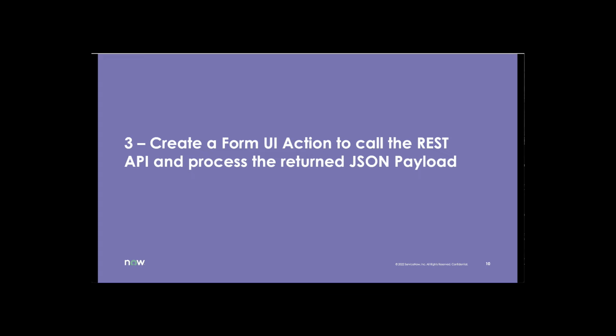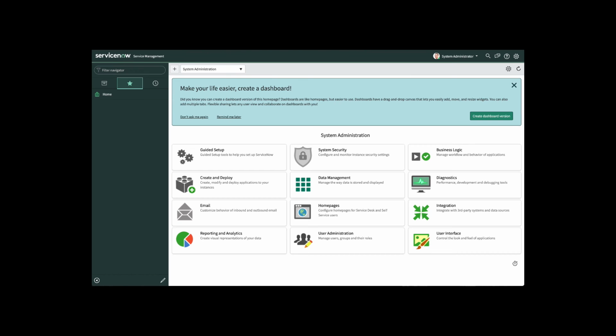In this next bit, I'm going to show you how to create a form UI action, call the REST API, and process the returned JSON payload. Okay, so now we've created our REST message configuration. Now we need to invoke it. In this example, I'm going to invoke the REST call via a UI action. So I'm going to put a link on the book form to populate the book record using the ISBN number that is on the current record.